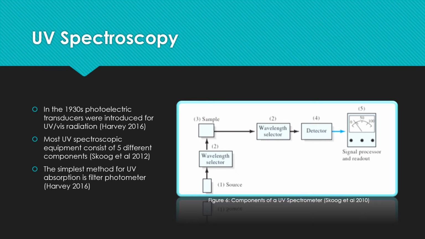Typical UV spectroscopic equipment consists of 5 different components. These are a source of radiation, a wavelength selector, one or more sample containers, a detector, and a signal processor and readout. The simplest method for UV absorption is a filter photometer. It is a single beam instrument that has a single path between the source and the detector. However, double beam instruments are usually preferred over single beam due to the stability of the infrared radiation.